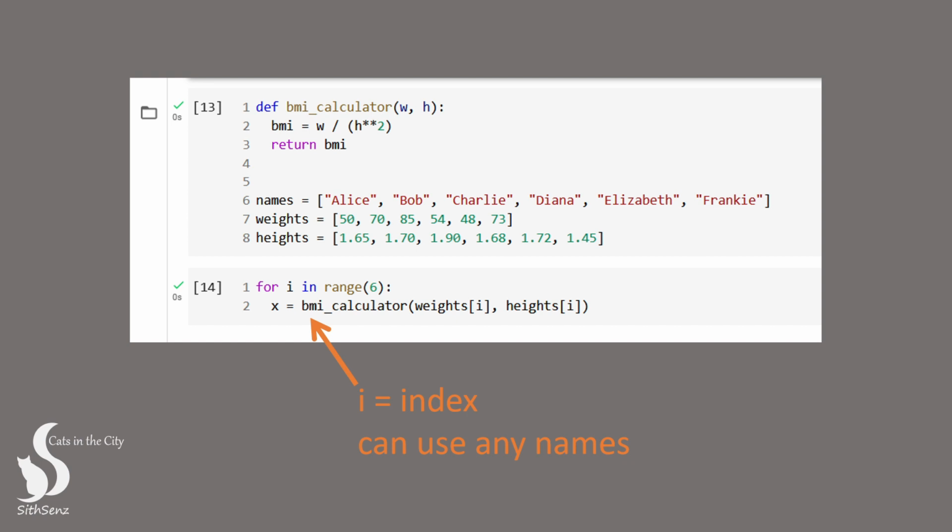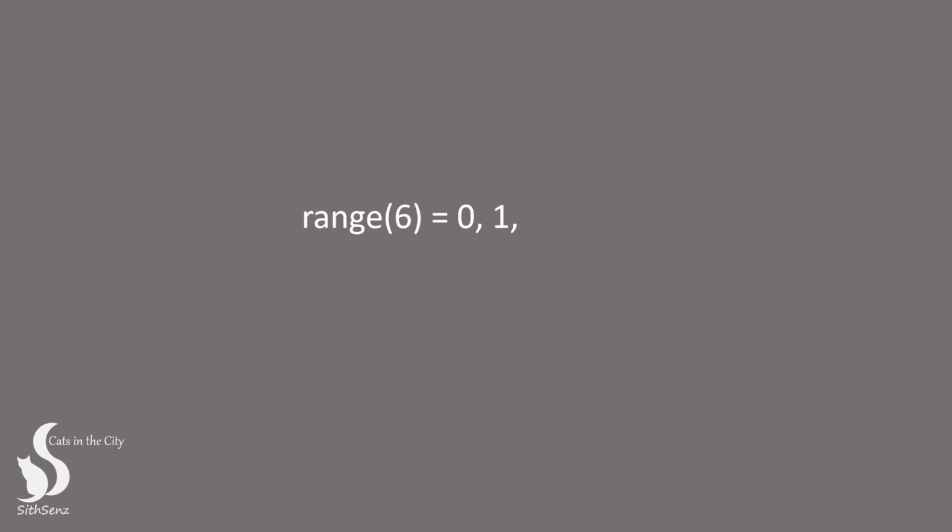i here refers to the index of each of the items in our lists. You can actually use any variable name here, such as x or n, or you can even use a more descriptive name like index_of_each_item. Range is a built-in function in Python. A range of 6 will return 0, 1, 2, 3, 4, and 5. Range by default returns a sequence of integers, starting from 0 and increments by 1.